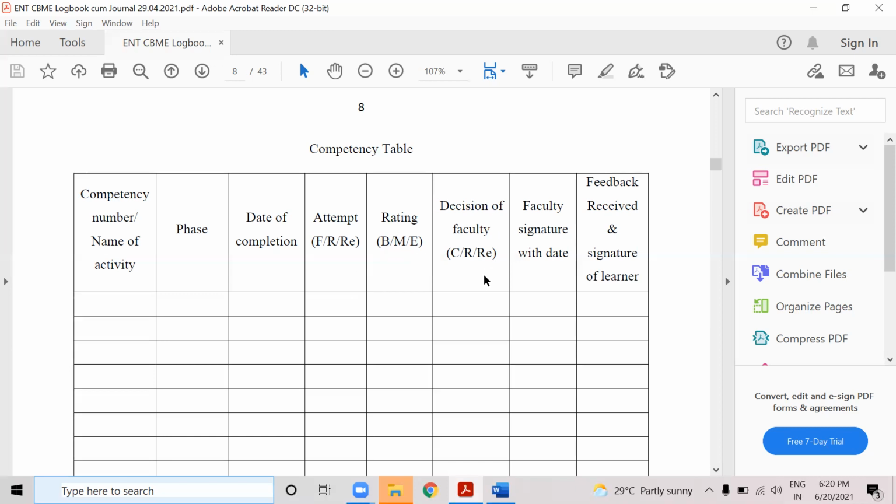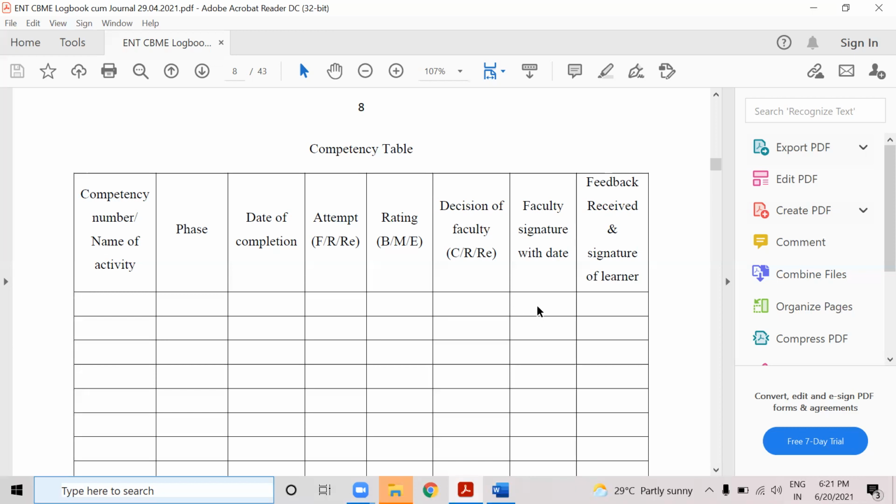Then the decision of the faculty. If we write C, it means the activity is completed, so it is closed and certified. Or if we write R, it means it needs to be repeated without any further intervention. It means we do not need to teach that student that particular topic again, but only the assessment part needs to be repeated. And the third is RE. RE means the activity needs remedial action. Now, as I told you, it is usually done after repetition did not lead to satisfactory completion. So again, some intervention from the faculty is required, and again it needs to be assessed. So whatever is the decision of the faculty, it needs to be written here.